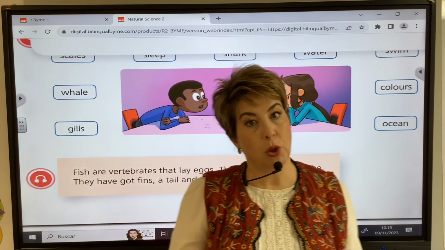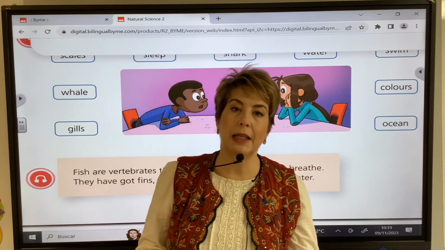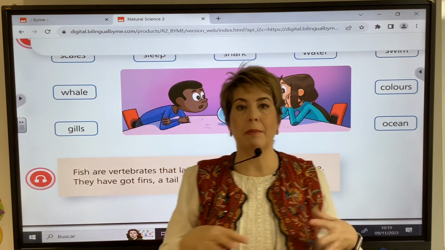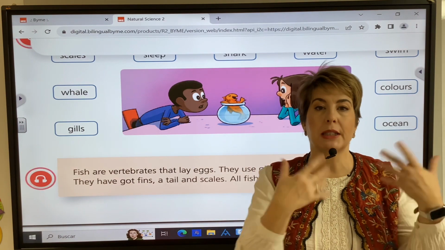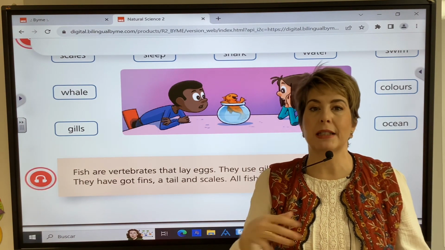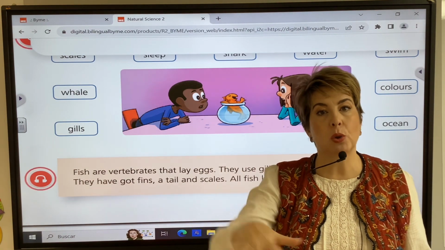Some live in salt water and some live in fresh water. So some fish live in rivers and lakes or ponds, and some fish live in the ocean or in the sea.